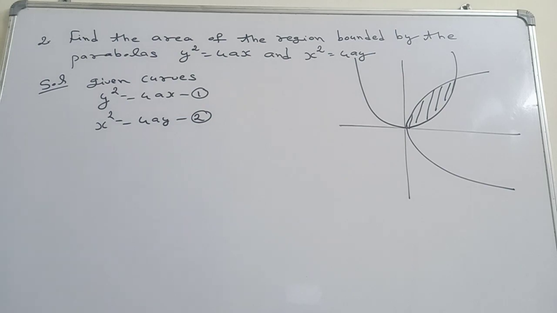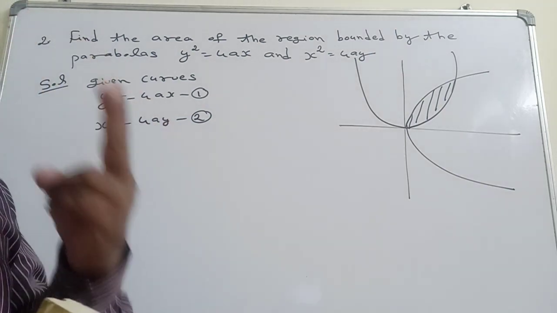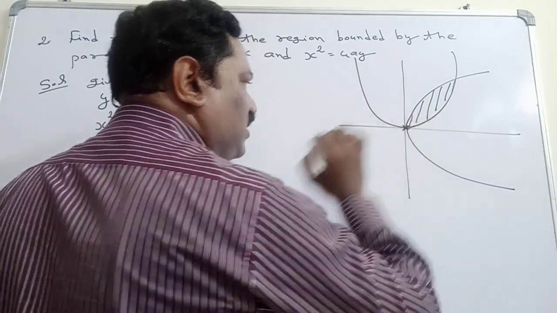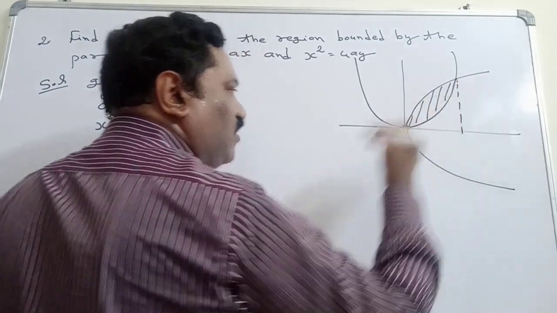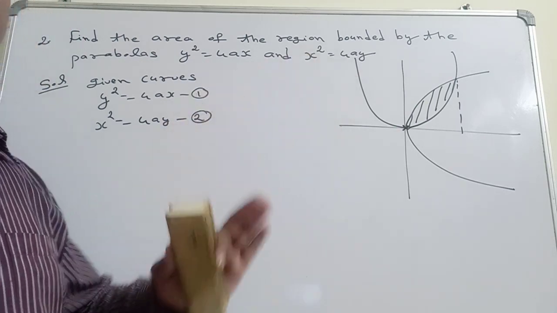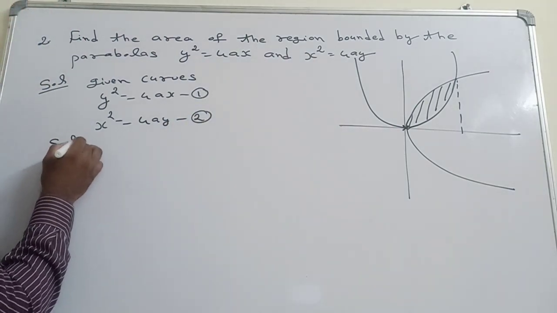For finding that area, we can observe the two graphs. These two graphs meet at two different points. One point, from the graph, we can observe, is at the origin. There is one more point of intersection. We have to solve both the equations to find that point of intersection. So first we will solve these two equations, solving 1 and 2.